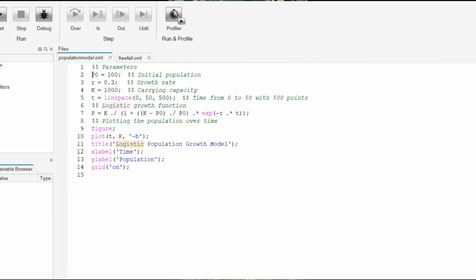Logistic population growth. This program shows how a population grows with time when resources are limited. First, we choose the starting population. The population at the beginning is 100. This means at time 0 there are 100 individuals.